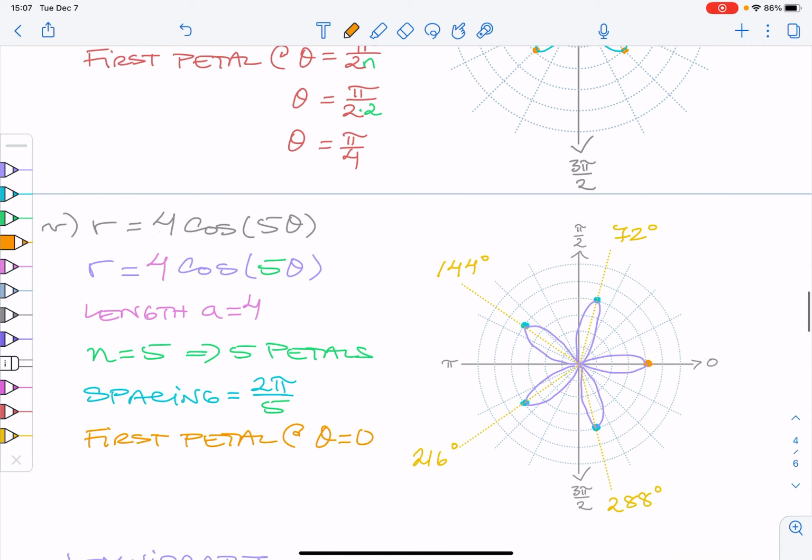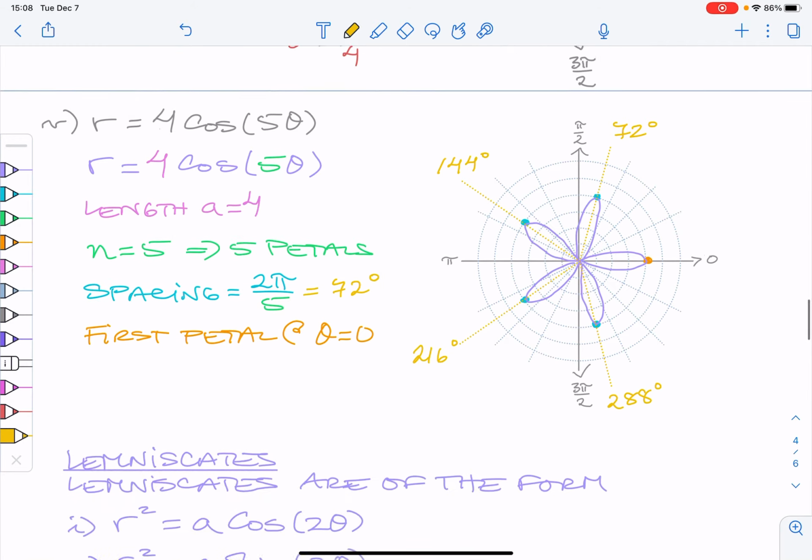So here's one that I wouldn't give to you on an exam. I just wanted to show it to you. So we have radius is 4 times cosine of 5 theta. So the length is 4, and with 5 petals the spacing is 2 pi over 5. Well, 0.5 times 360, which is half of 360, is 72 degrees. So 2 pi over 5 is 72 degrees. So my first petal, thank goodness, is along theta equals 0 because it's cosine, and every 72 degrees after that, I have a petal of length 4.